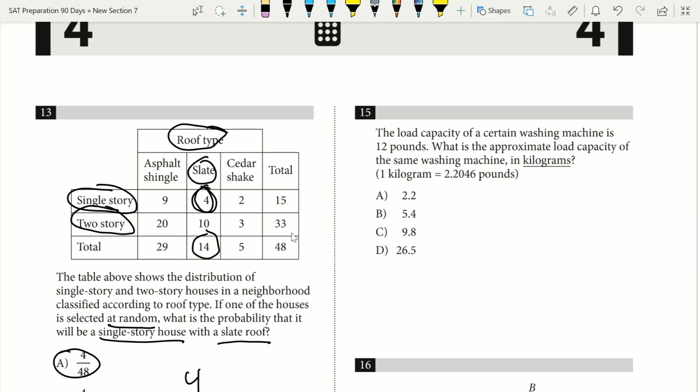So paying attention to what we're out of, so what our total is, whether that be here, or here, or here, and then paying attention to what our criteria is, because sometimes it'll have to be this over this. So sometimes it'll be how many are single story out of our total, or how many are slate out of our total. So really understanding how to interpret this table is really important. And you'll get more practice with that as we go on.